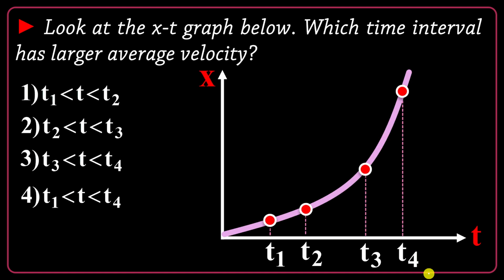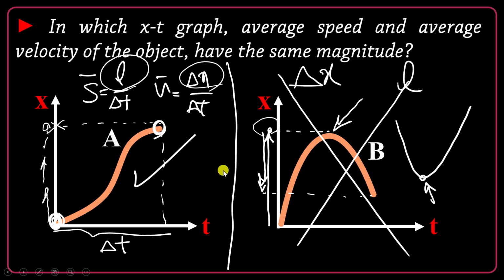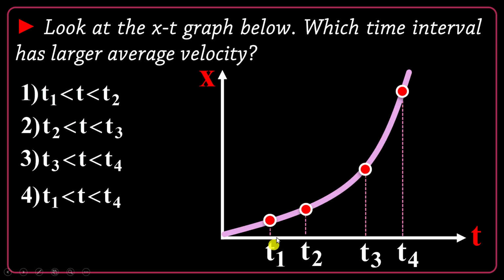Okay, let's continue. Look at the xt graph below. Which time interval has larger average velocity? Oh, it's interesting. We have different options: from t1 to t2 is one of the options, t2 to t3, t3 to t4, and finally t1 to t4. Okay, I remember I told you average velocity is the slope of the secant line. So let's draw the secant line here. Secant line from t1 to t2. Yeah, this is the secant line, from t1 to t2. It has its own slope.